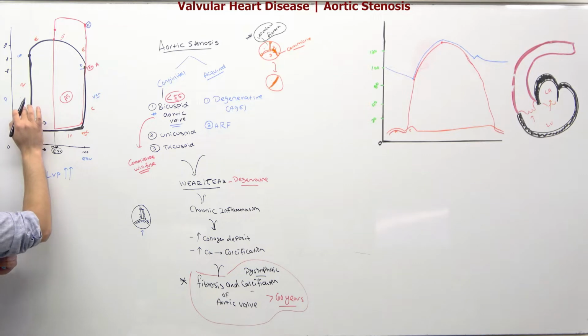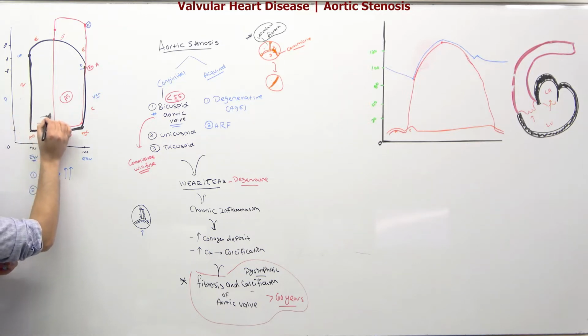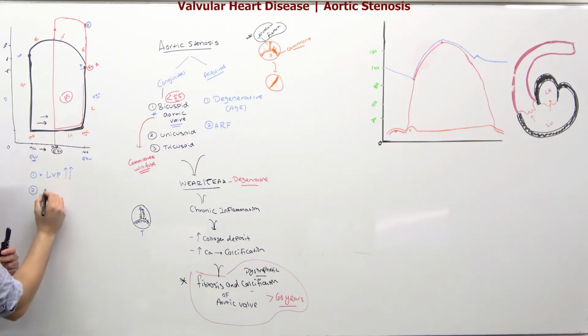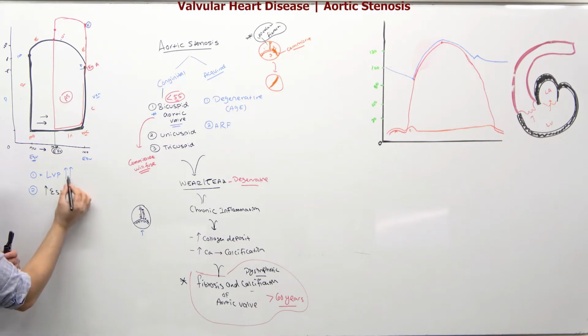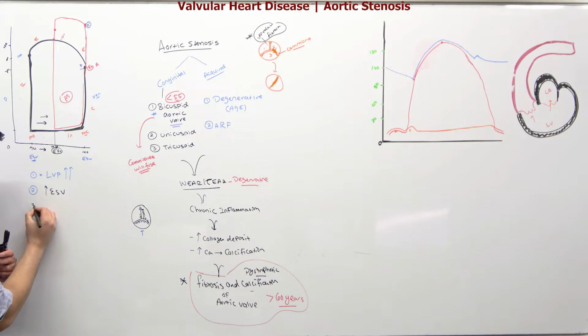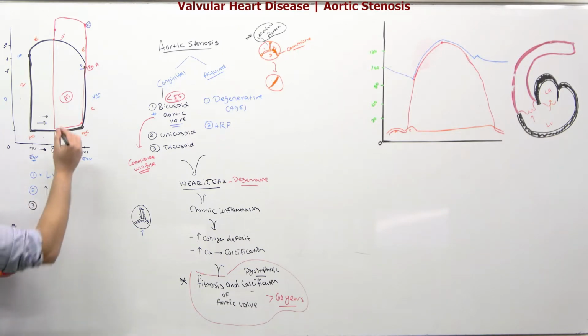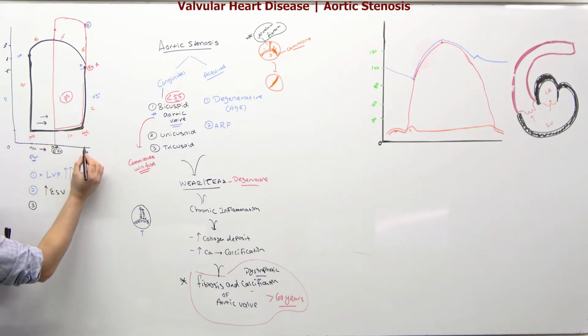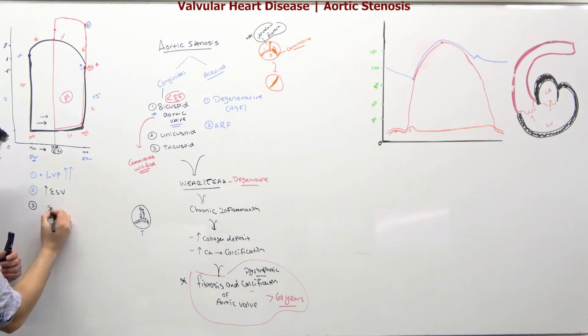This is isovolumic relaxation. This shifts more to the right. So that means this end systolic volume is increased. You see that there's an increase in left ventricular pressure, and an increase in end systolic volume. Third, what do you see? If you look at the normal stroke volumes, what is normal stroke volume?